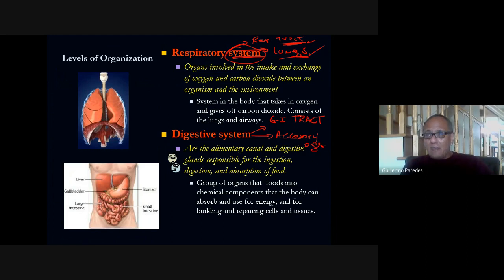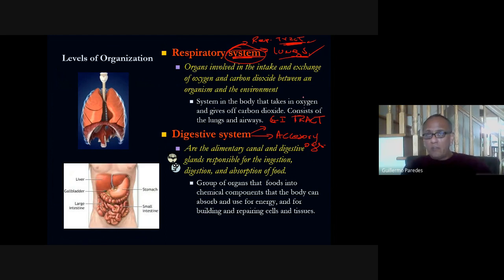The GI tract is always going to be the tubing. What tubes? The esophagus is a tube, stomach, small and large intestine. Those are tubes. That is the GI tract. Tract is not the same as system. A system is a group of organs. So the GI tract plus the accessory organs.